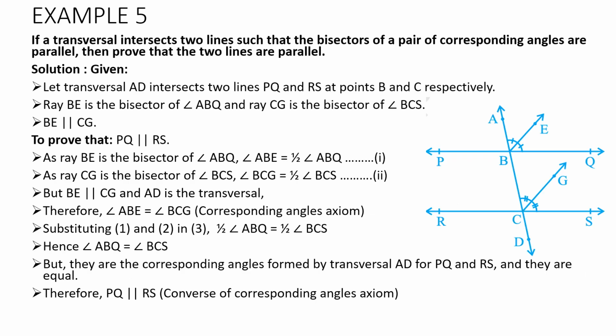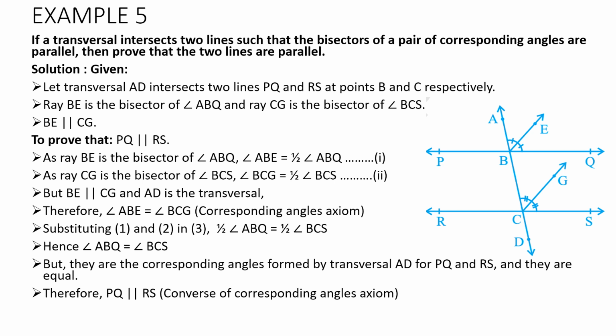Another very important example: if a transversal intersects two lines such that the bisectors of a pair of corresponding angles are parallel, then prove that the two lines are also parallel. First, let us understand what the statement says. What is given to us is, let the transversal AD intersect two lines PQ and RS. PQ and RS are two lines and AD is the transversal.